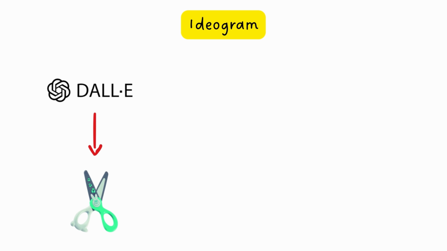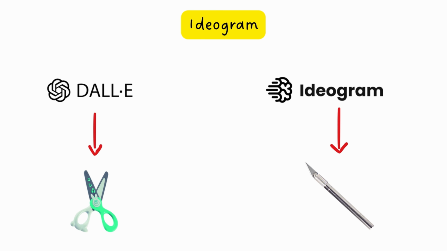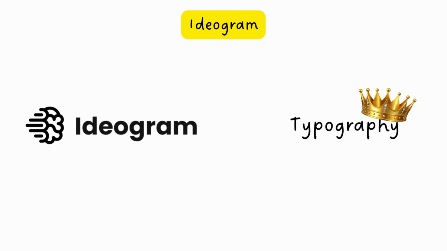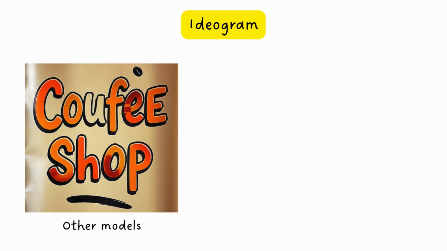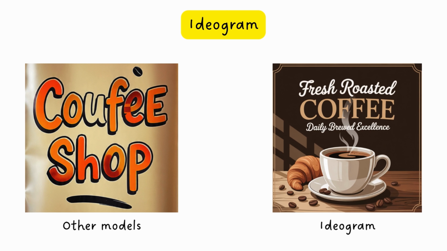Ideogram. If DALL-E 3 is the safety scissor version of text generation, Ideogram 3 is the X-Acto knife. It is currently the undisputed king of typography. Where other models struggle to spell coffee shop without turning it into alien hieroglyphics, Ideogram renders complex logos and book covers with perfect spelling every time.